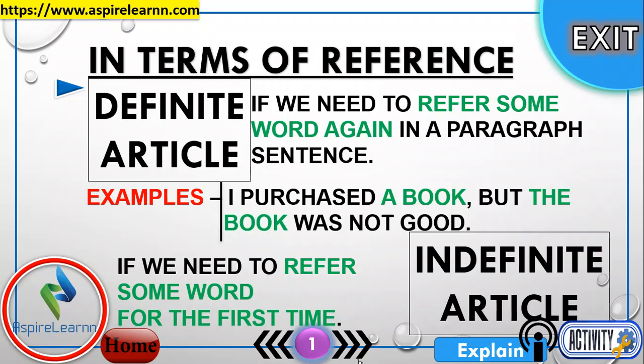Indefinite article, a or an, is used when referring to something for the first time. Example, I saw a dog in the park. The first mention of dog is indefinite because it's not specific. Simple rule to remember: a or an when mentioning something for the first time. The when referring back to something already mentioned.